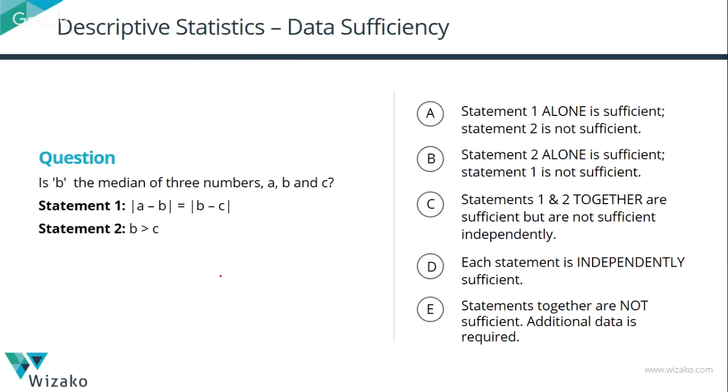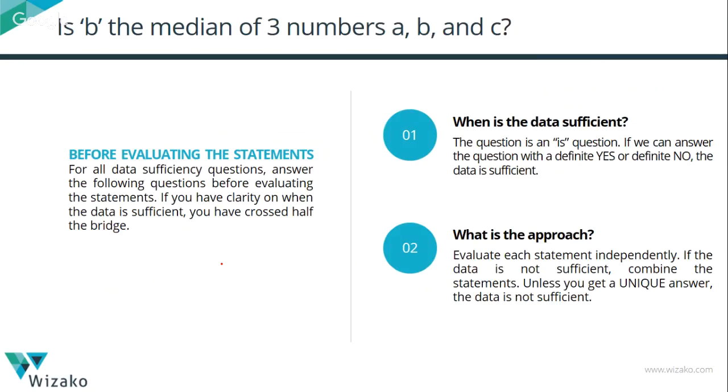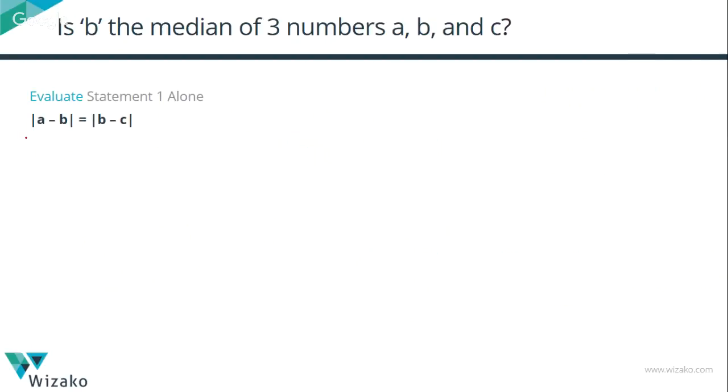Next one. Is B the median of 3 numbers A, B, and C? Right here we have not been asked to find out the value of the median. What we need to figure out is whether B is the median. It's a yes/no question. Answer should be a definite yes or a definite no. If you're able to say B is the median, good. If you're able to say that no, it is A or C, I do not know which one, but certainly it is not B, that's also good. Right? So evaluate each statement independently.